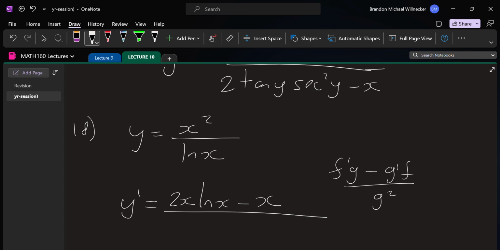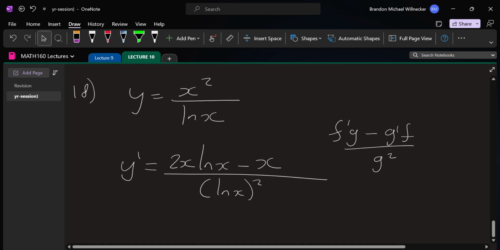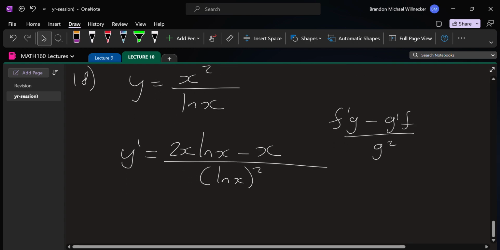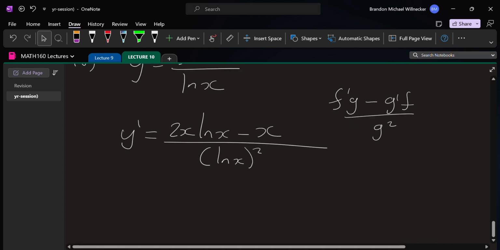Okay, so f prime, that's the derivative of the top one, so that's just going to be 2x. G, that's the natural log of x. Minus g prime f, so that's going to be x. All over g squared, so that's the natural log of x squared. Okay, you could factor the x out at the top, but that's not needed. You can leave it like this. Okay, any issues with this one?